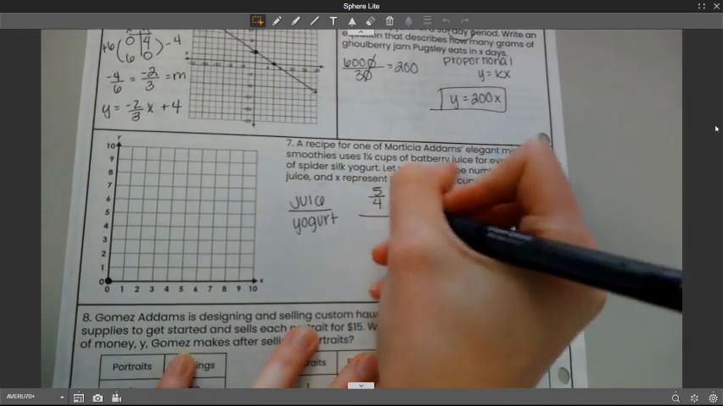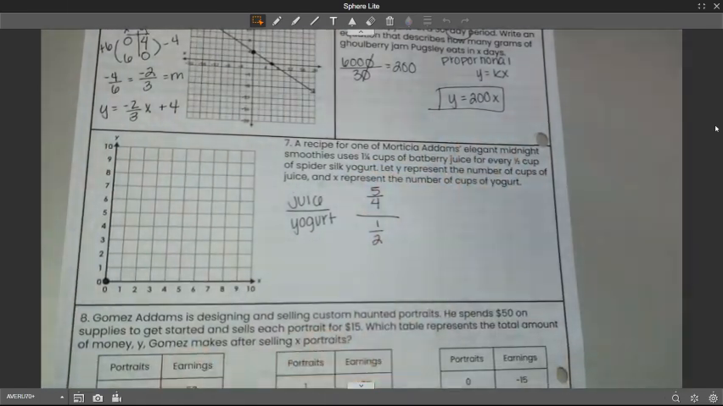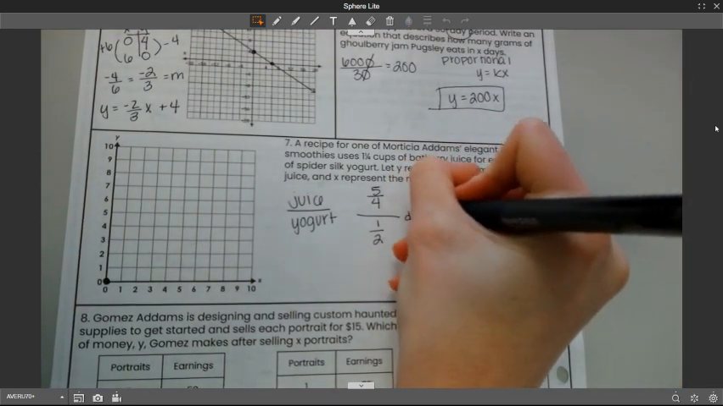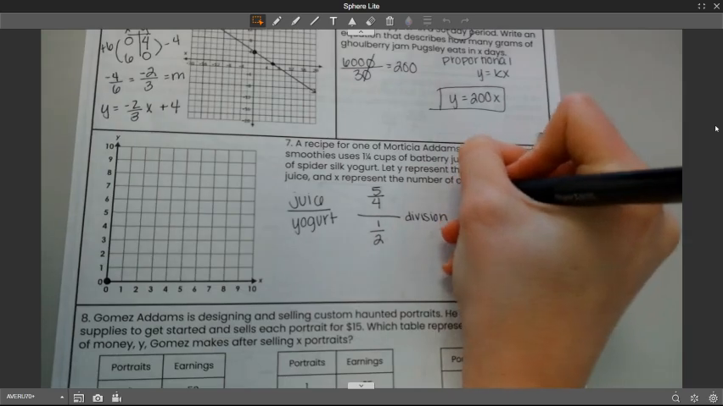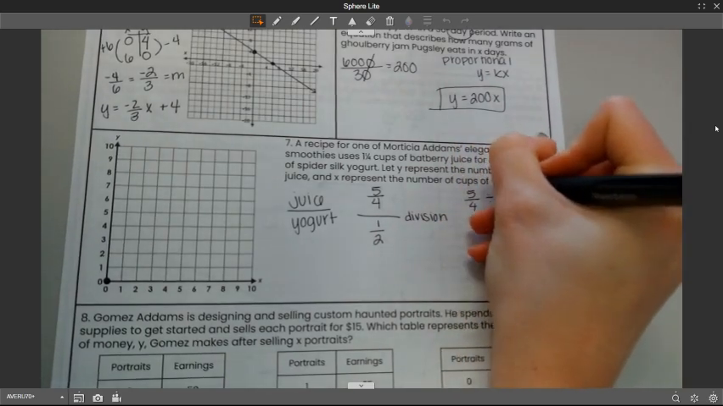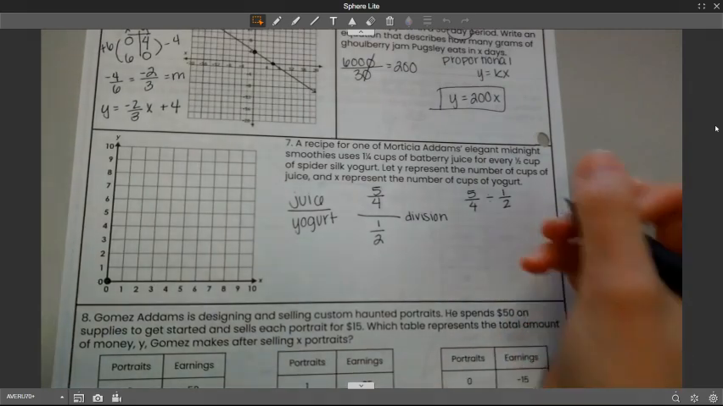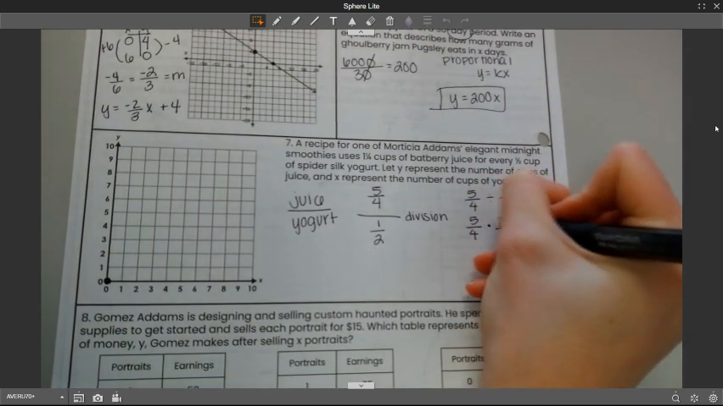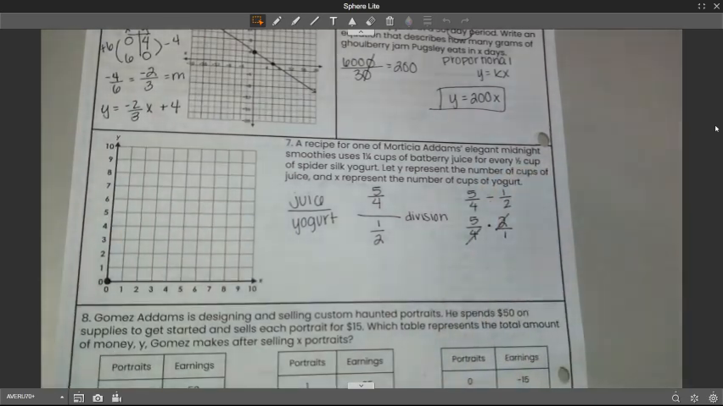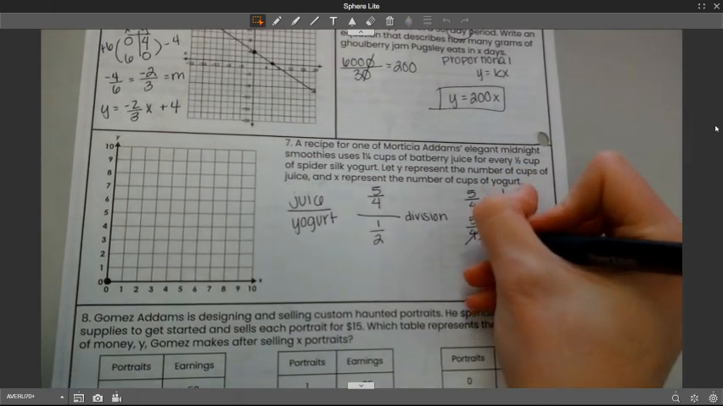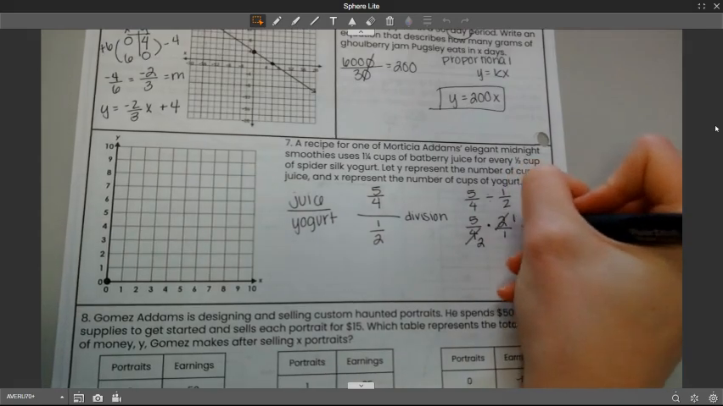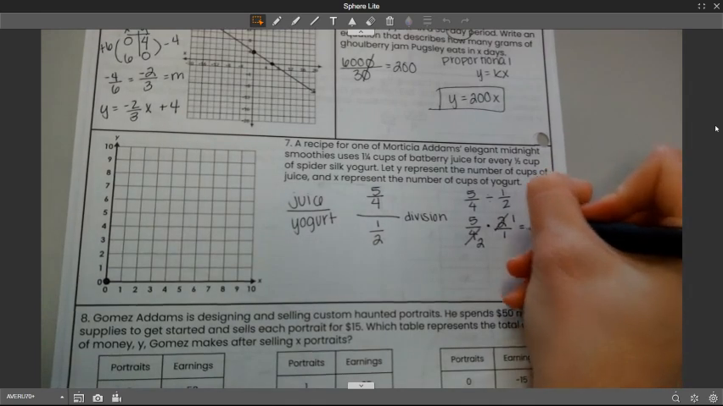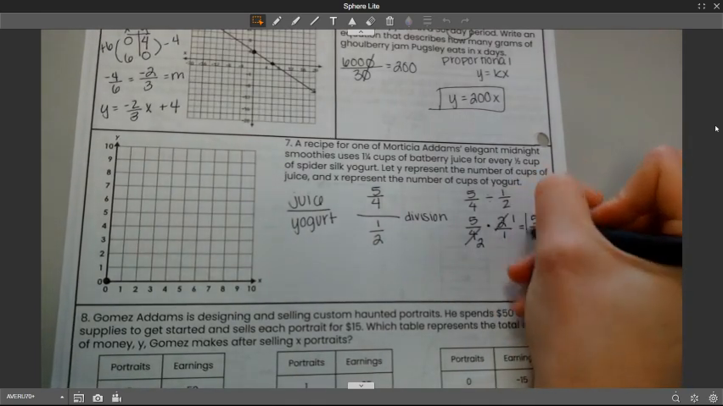So 5/4 over the 1/2 of yogurt. We know that fraction bars mean division. So this is really 5/4 divided by 1/2. So we're going to follow keep change flip. So this is 5/4 times 2 over 1. I can divide both 4 and 2 by 2. So 4 divided by 2 is 2. 2 divided by 2 is 1. This is just me simplifying. So then 1 times 5 is 5. 2 times 1 is 2. So this is our k.